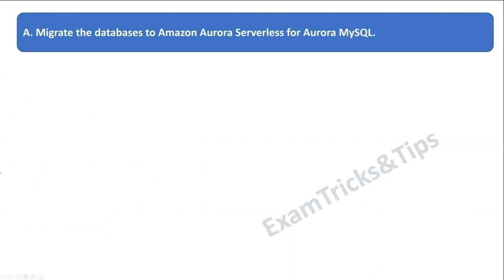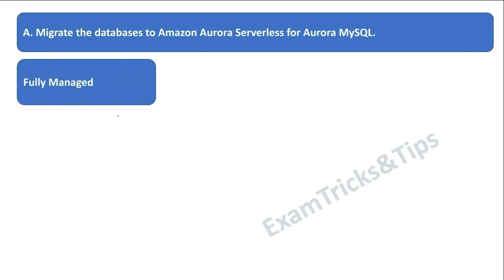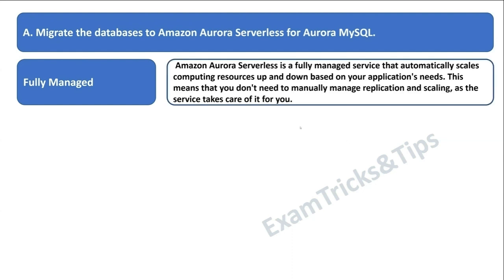First one. This is a fully managed solution. Aurora Serverless is a fully managed service that automatically scales computing resources up and down based on your application's needs. This means that you don't need to manually manage replication and scaling, as the service takes care of it for you. So that was the key requirement, and that's done.